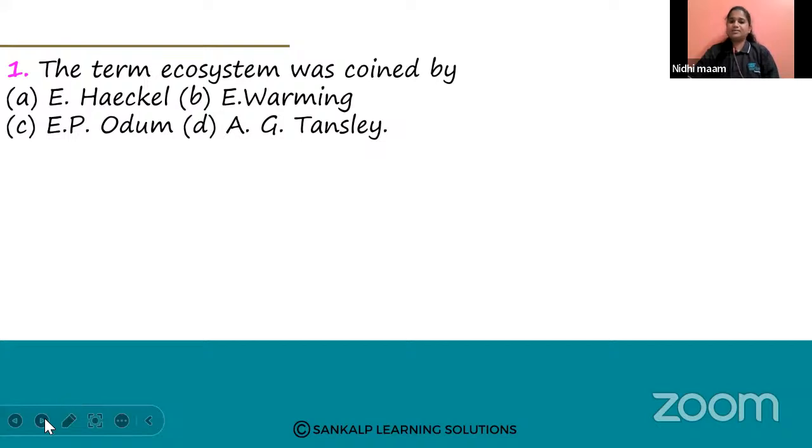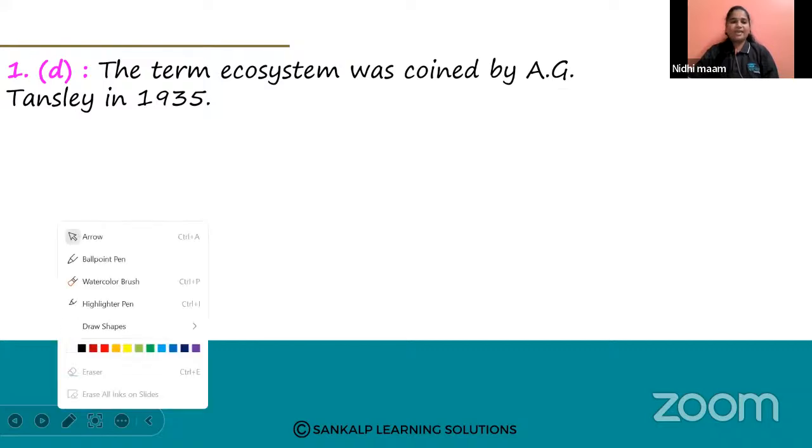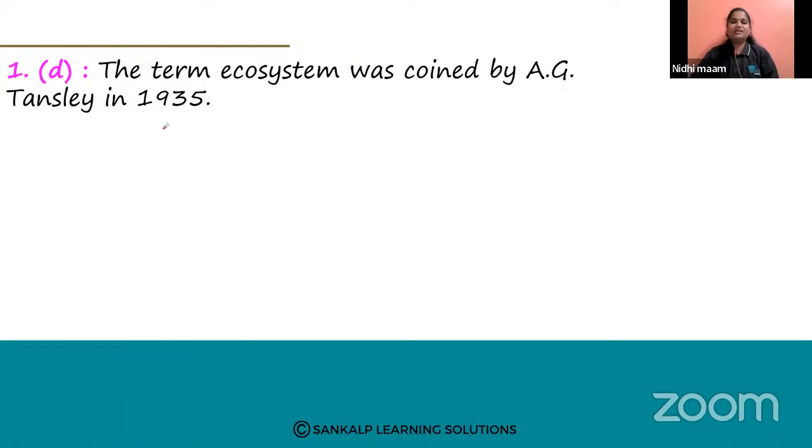Okay, let us proceed to the answer here. The right answer is option D, A. G. Tansley. Okay, a scientist named A. G. Tansley coined the term ecosystem in the year 1935. Okay, it is A. G. Tansley. All right. Next question.